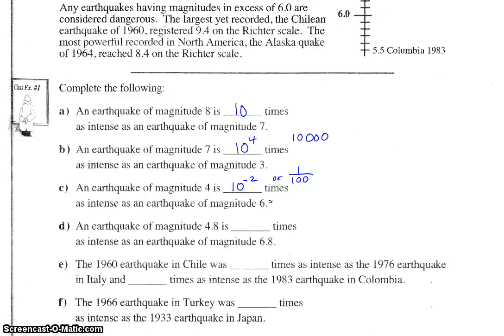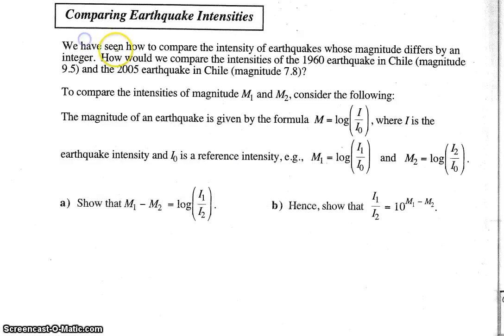So we're going to take a look at the next page. This skill of comparing earthquake intensities is one that you need to know how to do. Basically, using a basic function that they may give you, come up with a new formula. That might be something that they test for on the diploma.